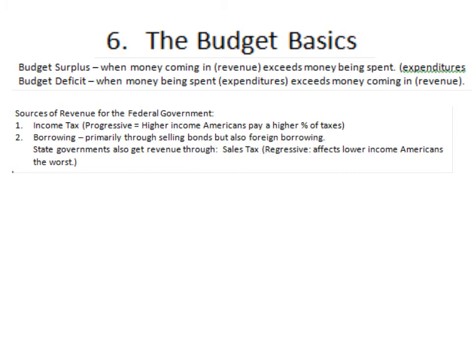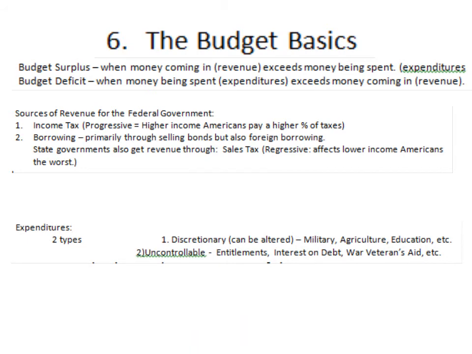The government also brings money in by borrowing, by selling bonds and taking out loans from other countries. In terms of state governments, they get some extra revenue, as some states have sales tax that applies to certain things that you may purchase in their state. Because the sales tax is a base rate for everyone, some people consider it regressive because it affects lower income Americans more than higher income.